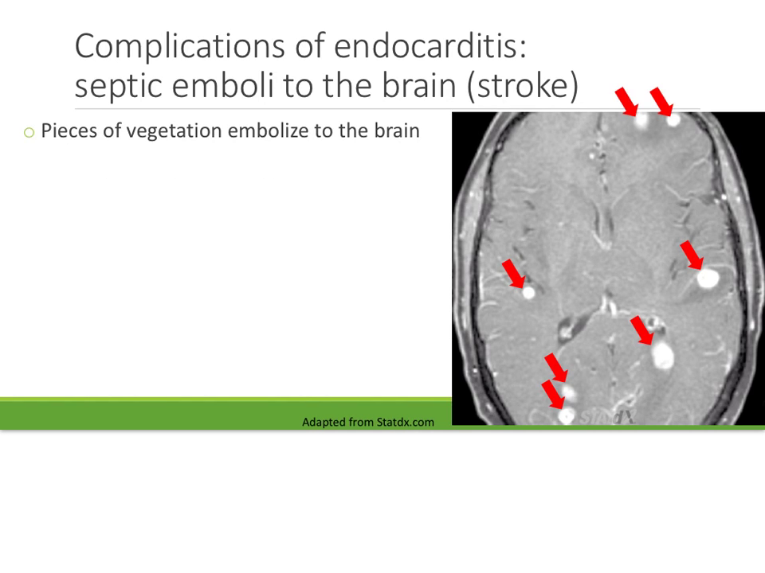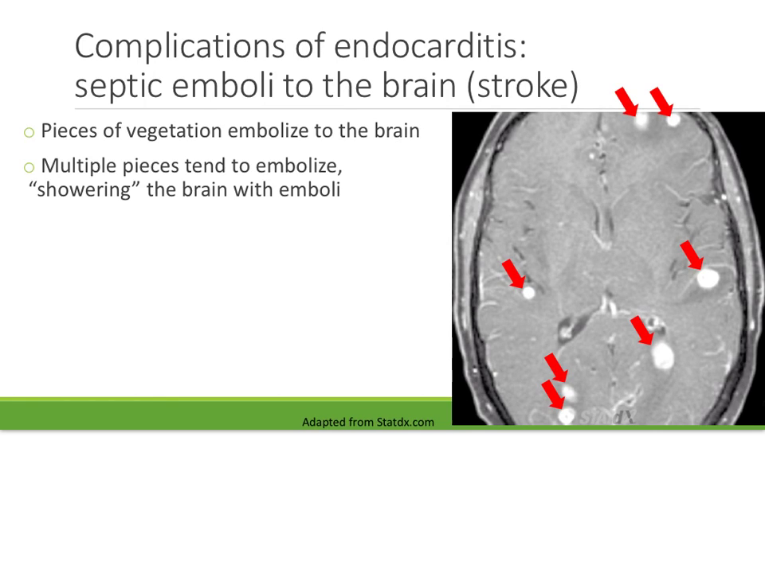Another feared but quite common complication of endocarditis is septic emboli to the brain causing stroke. Here, pieces of vegetation embolize off to the brain. The vegetation tends to break up as it embolizes, showering the brain with emboli, as seen on the image to the right.